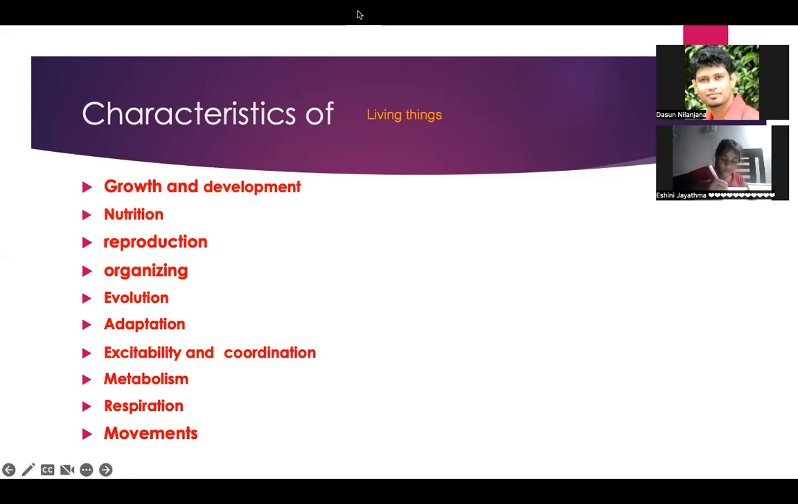Reproduction, that is really necessary. Organizing. Organizing means they can interact with each other, right? Unlike objects. Objects are here and there, they cannot interact naturally. But these animals, they can communicate and interact. By doing that, they will organize into colonies, into groups, right? They will organize and do things.